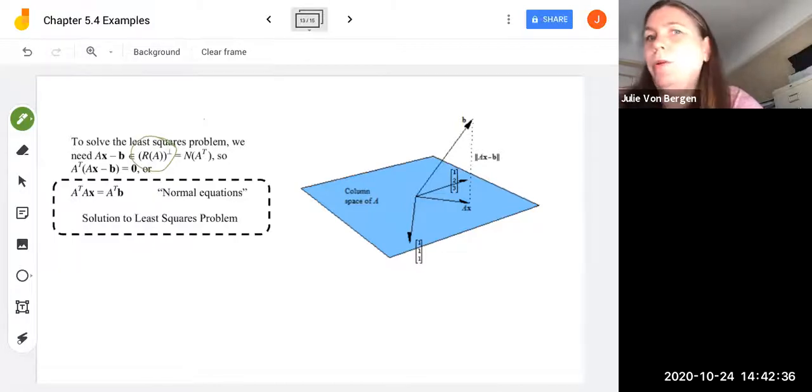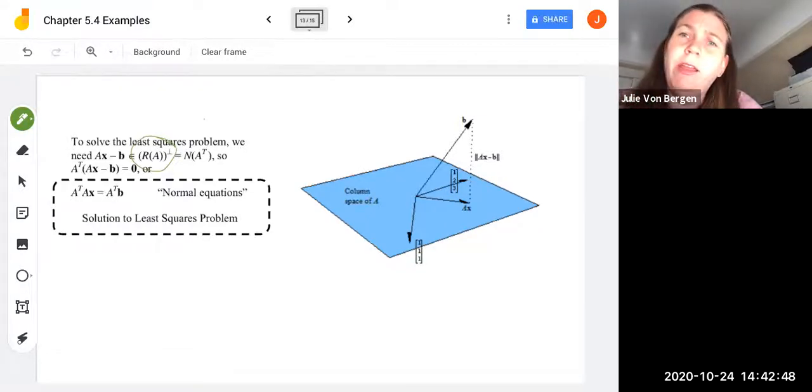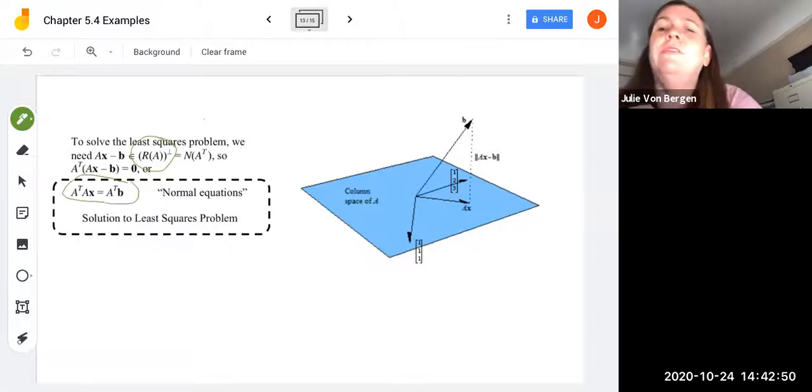So A transpose times the quantity AX minus B equals 0. Solving this, we can distribute the A transpose through and move the A transpose B to the other side. We're looking for solutions to A transpose AX equals A transpose B. And that's the solution to our least squares problem.